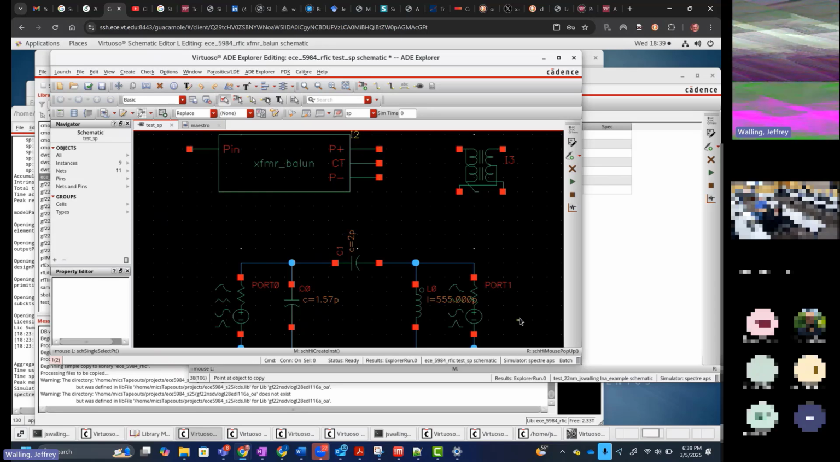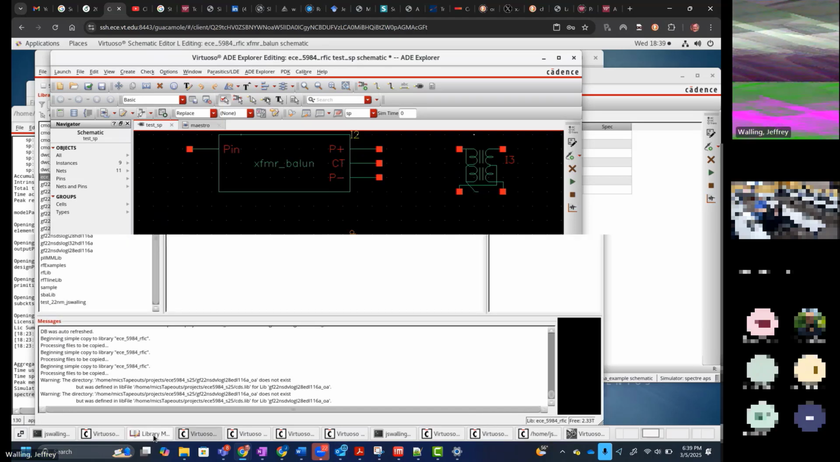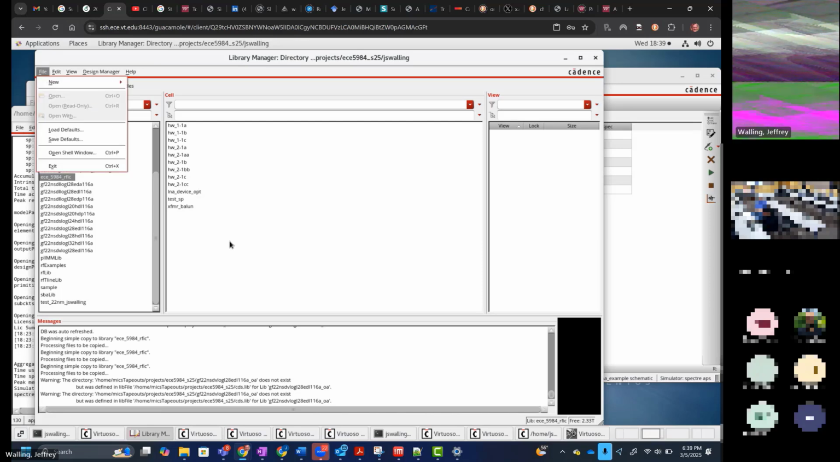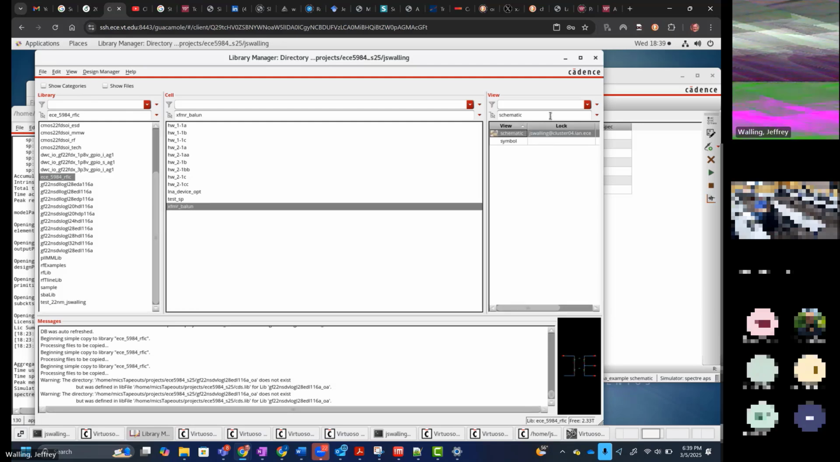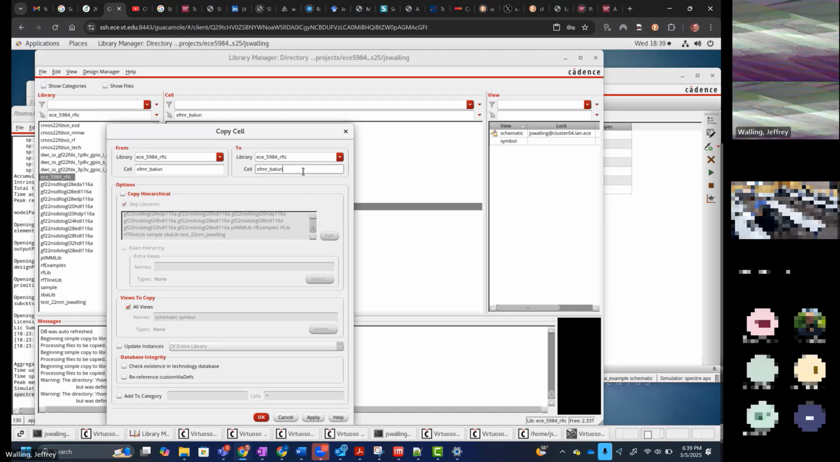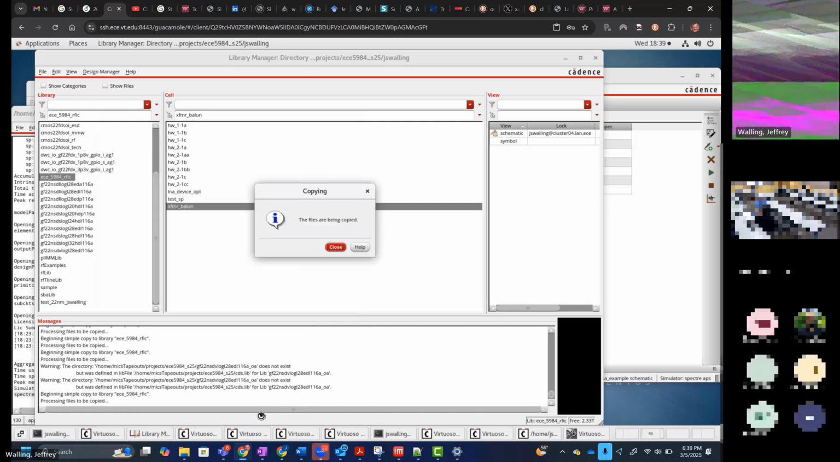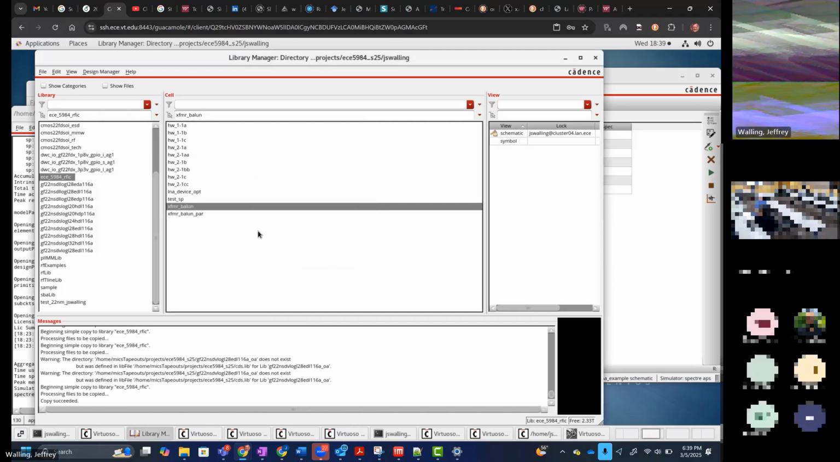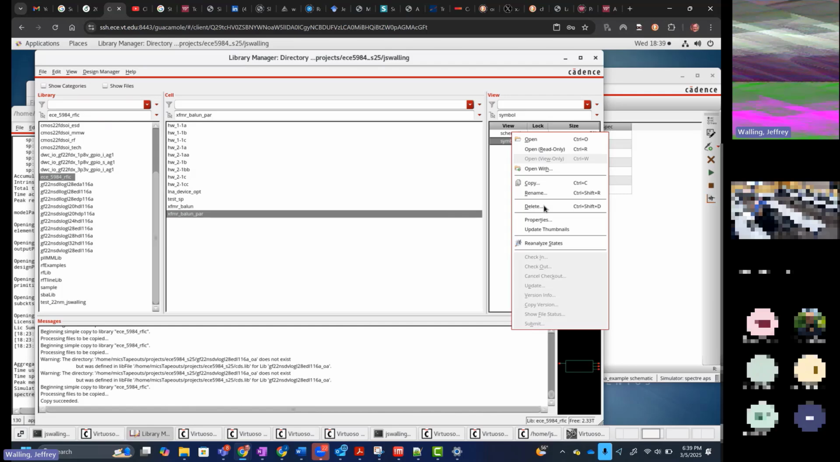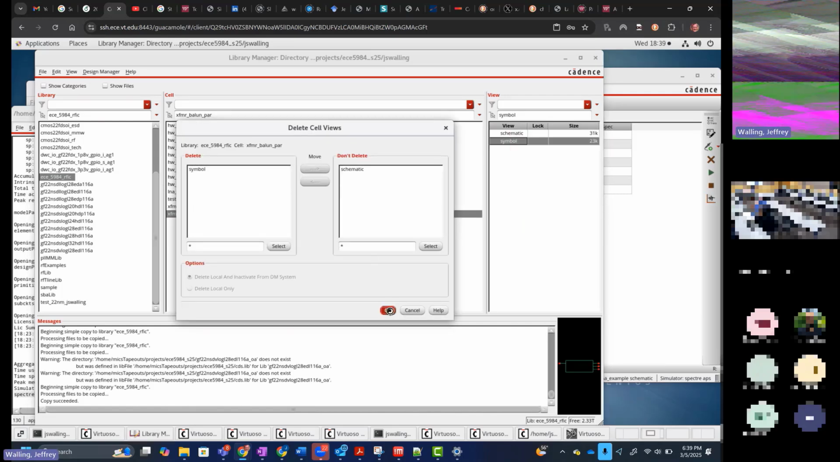One other thing that's useful. I'm just going to copy this balun. I call this xformer balun underscore par. No, I didn't want to copy the symbol view. Delete it.